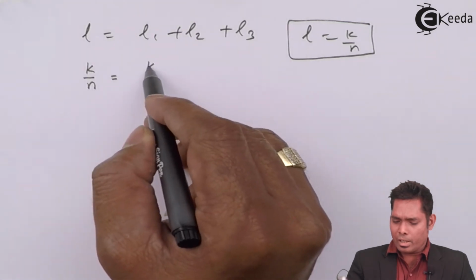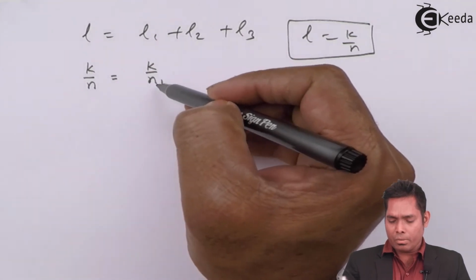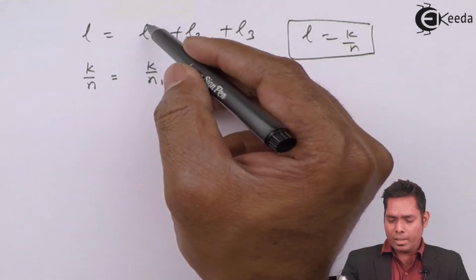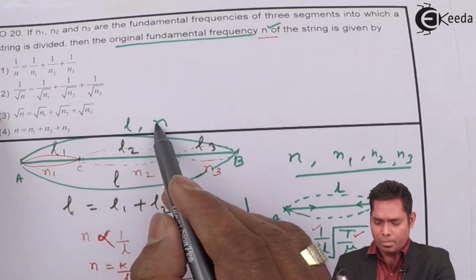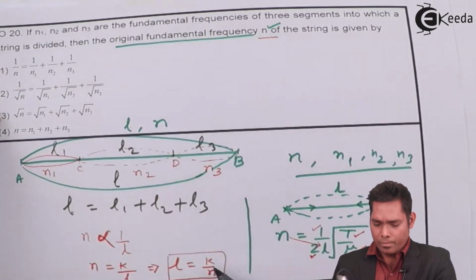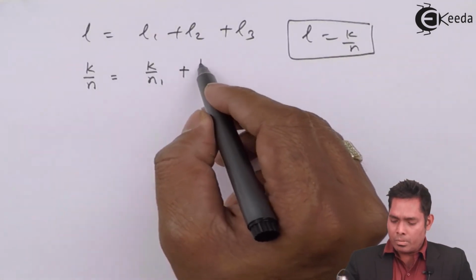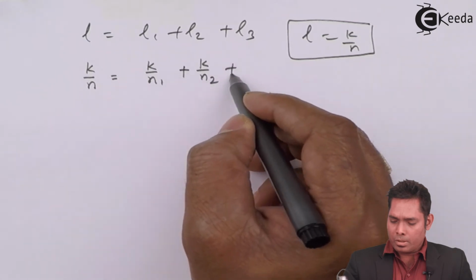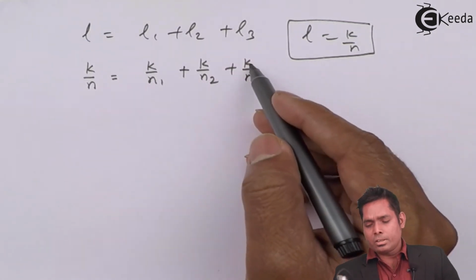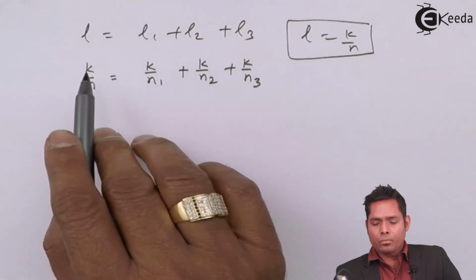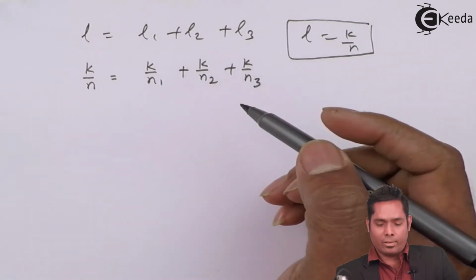For this I'll write k over N1, because this length is inversely proportional to frequency. Every length is inversely proportional to frequency. When L is there, N is obtained. When L1 is there, N1 is obtained. Similarly, this will be k over N2 plus k over N3. This constant is the same for all these segments or the whole length.